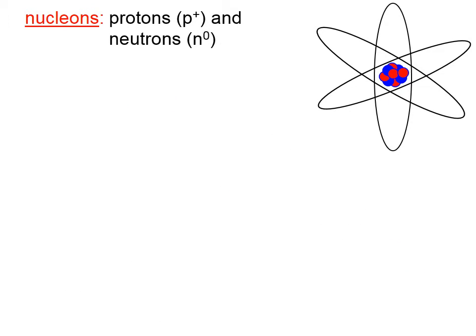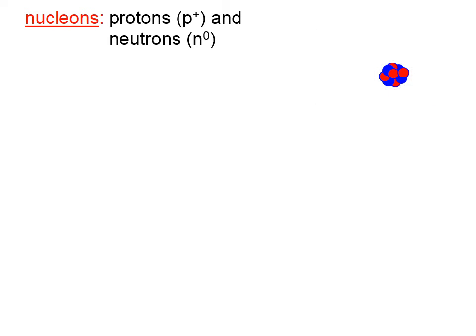Nucleons are protons and neutrons. Any particle that's in the nucleus is a nucleon. Protons and neutrons collectively we call nucleons. Therefore, in the atom, there are the nucleons right there. I'm going to blow them up so you can look at them a little bit more closely.